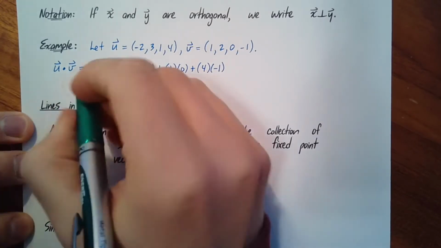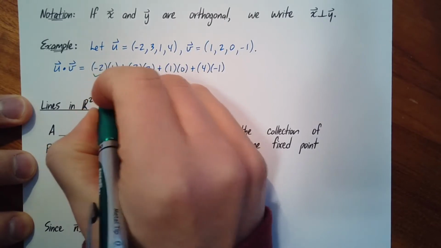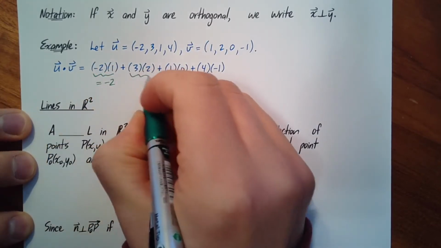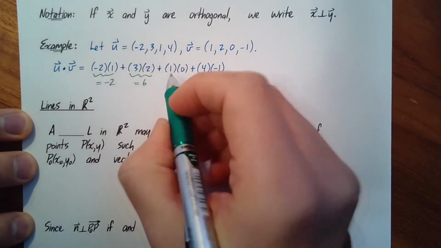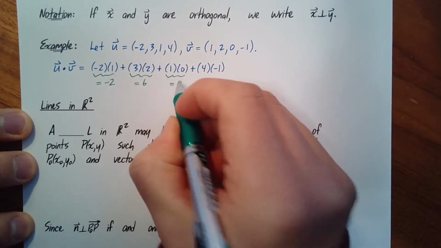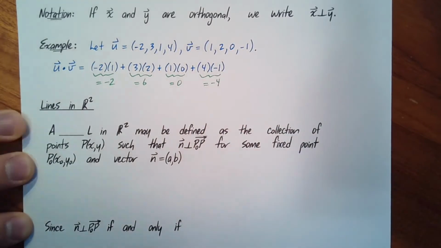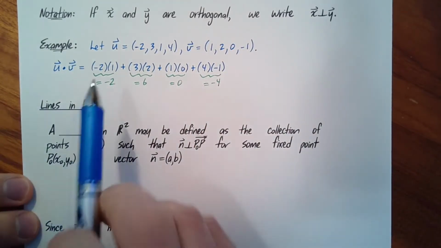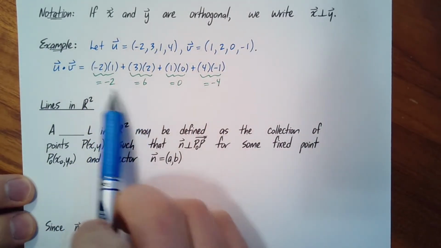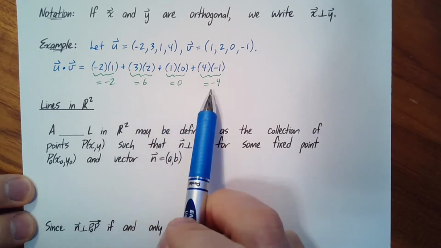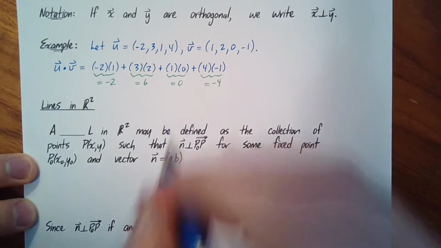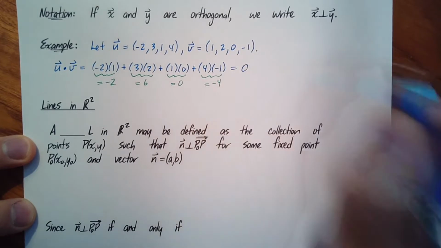And then if you look at what each of these products are, this is -2. 3 times 2 is going to be 6. 1 times 0 is just 0. 4 times -1 is -4. So add up all those products. -2 and +6, that adds up to +4, plus 0 plus -4. It's just going to cancel out and give us 0. So we end up getting 0 for the dot product.